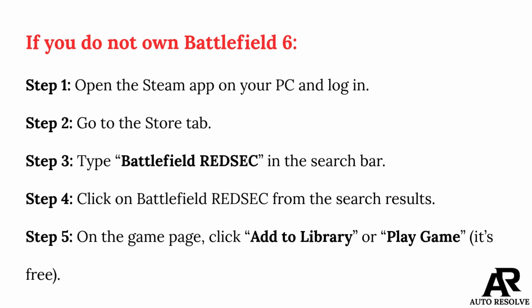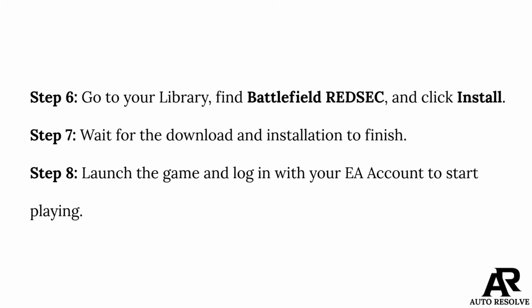Step 5. On the game page, click Add to Library or Play Game. It's free. Step 6. Go to your library, find Battlefield RedSec and click Install. Step 7. Wait for the download and installation to finish. Step 8. Launch the game and log in with your EA account to start playing.